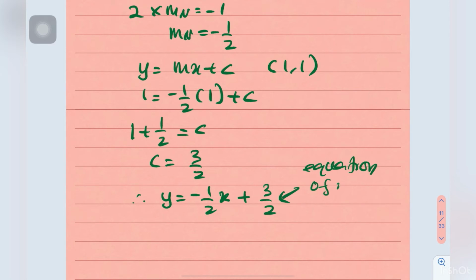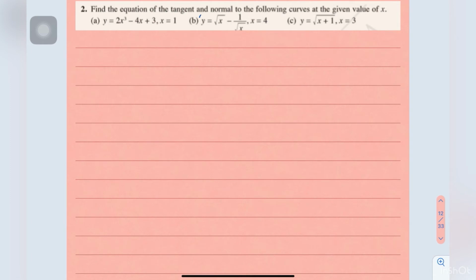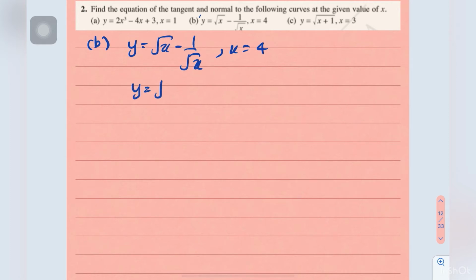Okay, this is equation of normal. Question 2b, we have y equals to square root x minus 1 over square root x. For x equals to 4, we find coordinate y first. So square root 4 minus 1 over square root 4, 2 minus 1 over 2. So y is 3 over 2. So here the coordinate is (4, 3 over 2).